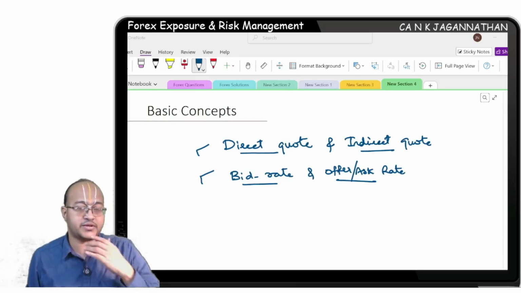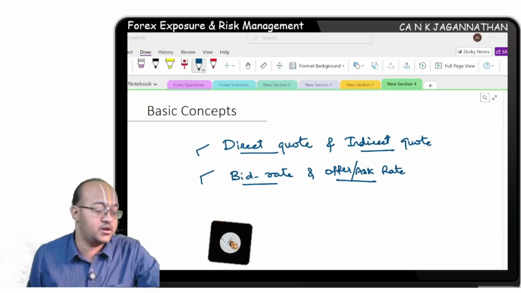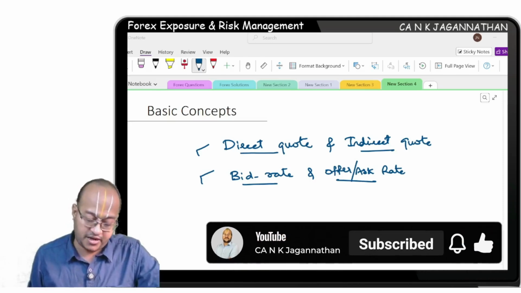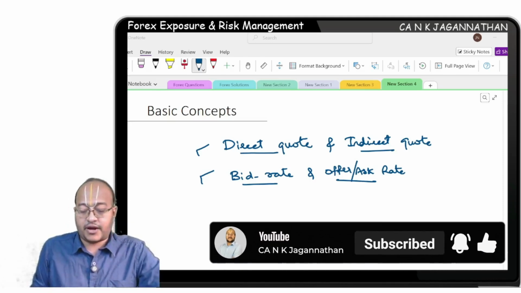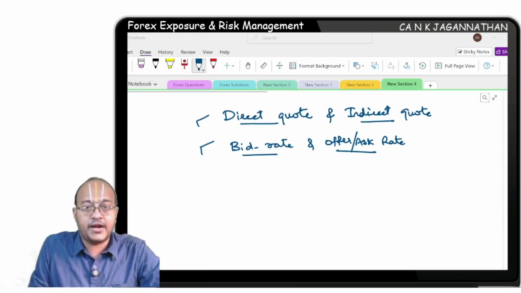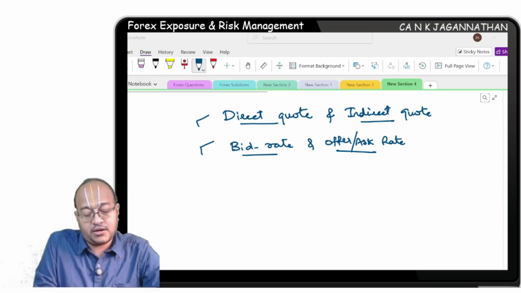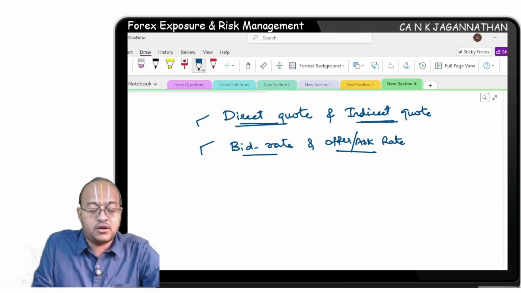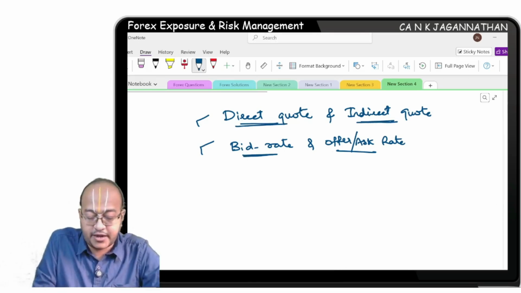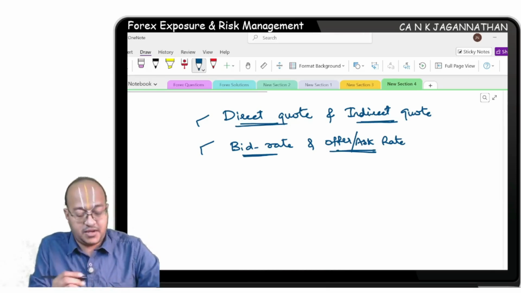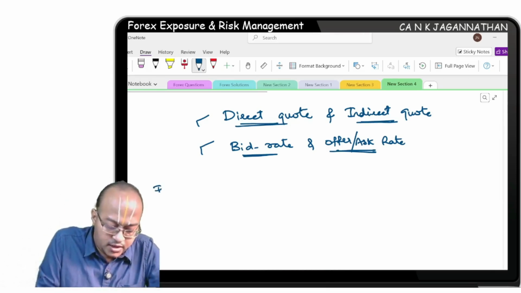Today we are going to discuss two important concepts from the chapter Forex exposure and risk management. We will try to understand how to read a Forex quotation. First we will understand what a direct quote and an indirect quote are. Then we will try to understand what bid rate and offer rate are. Shall we see? Assume you are in India.